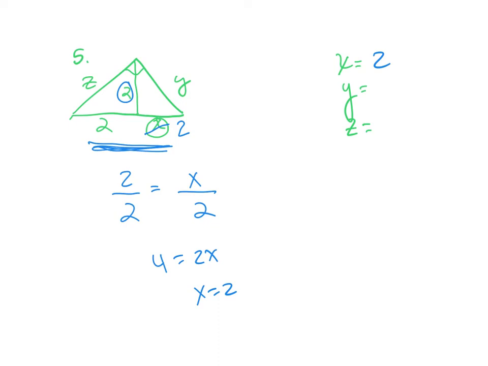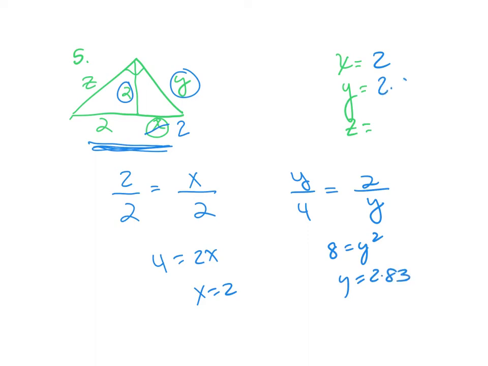Now, what do we know about the leg? What's the rule for y? The leg is the geometric mean between what? What does the rule say? Hypotenuse and the segment closest to it. So y is the geometric mean between the whole hypotenuse that measures what? 4. And 2, the piece next to the y. So that's going to be 8 equals y squared. So y equals 2.83. We just did that a while ago.